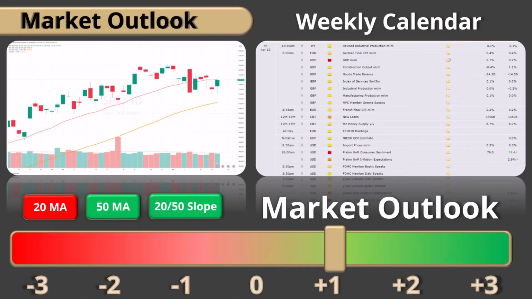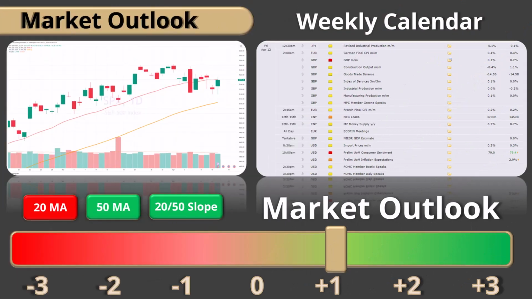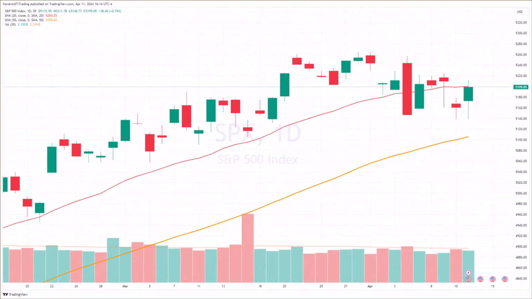Let's get into our market outlook. We'll just go straight to it. You can see that the chart here really didn't do much.